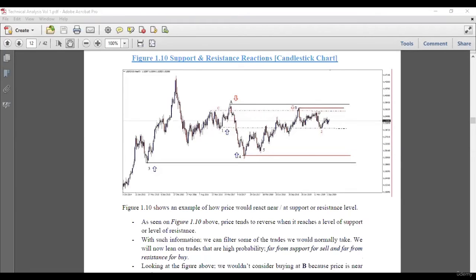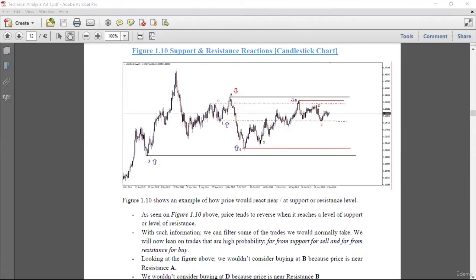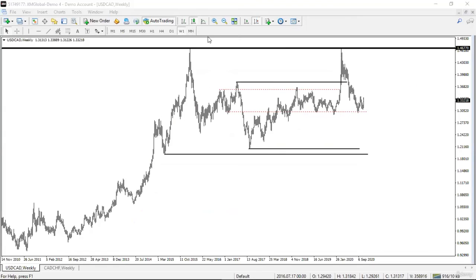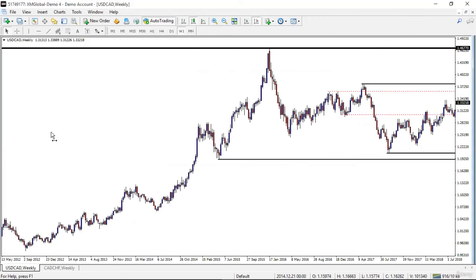Now, this is actually what we had at the time of the analysis.